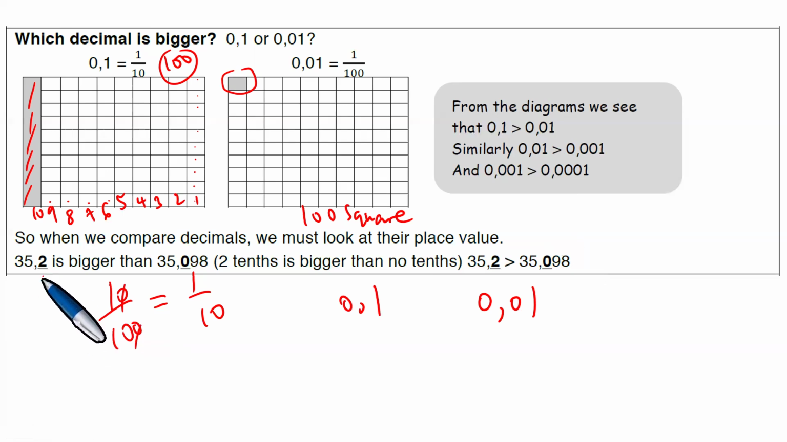Now, for instance, 35,2 is bigger than 35,098. Okay, yes. 2/10. Okay, look at this. It's 2 tenths. Because the 2 after the decimal comma is bigger than no tenths. Is bigger than no tenths. Clever. So that now if you have 35,2 it is bigger than that.